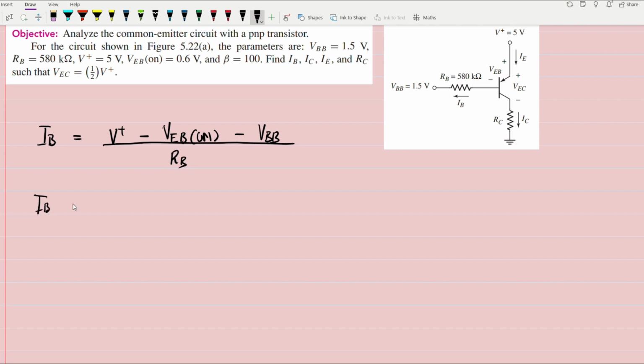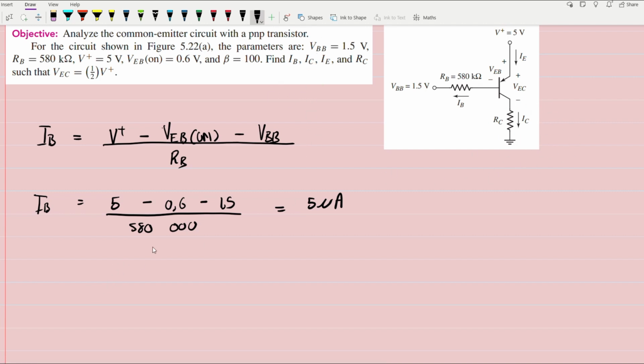So IB is equal to, we're just going to substitute the values. We have 5 volts minus VEB on, which is 0.6, and then minus VBB, which is 1.5 volts. All of that divided by the resistor in between, which is RB, 580K, 580,000, and that is equal to 5 microamperes.